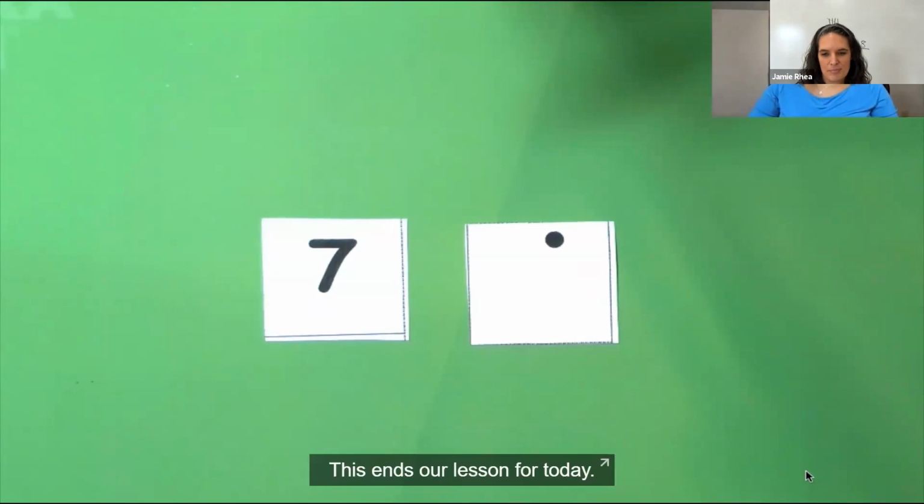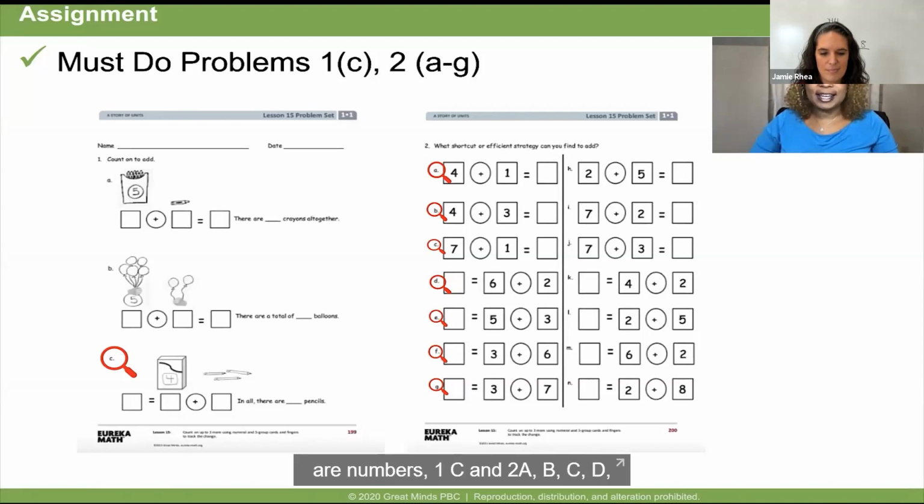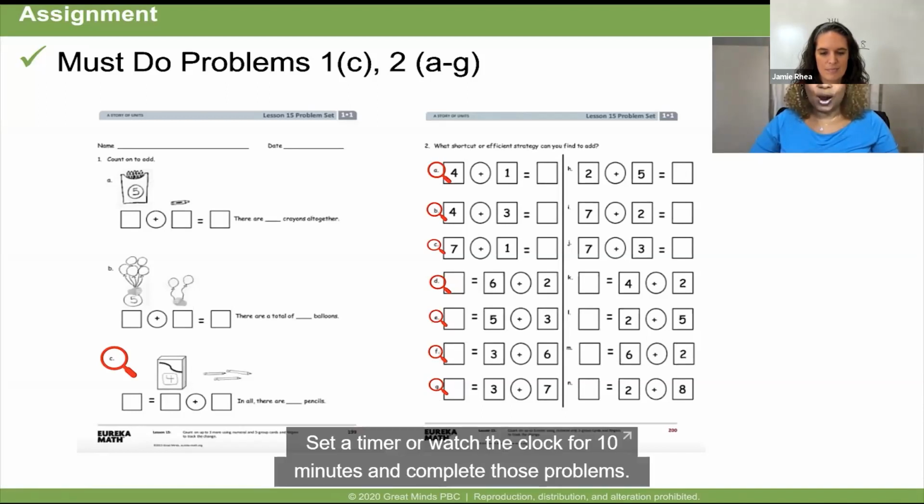This ends our lesson for today. Now it's time for you to work on your problem set. Your must-do problems from the problem set are numbers 1C and 2A, B, C, D, E, F, and G. Set a timer or watch the clock for 10 minutes and complete those problems.